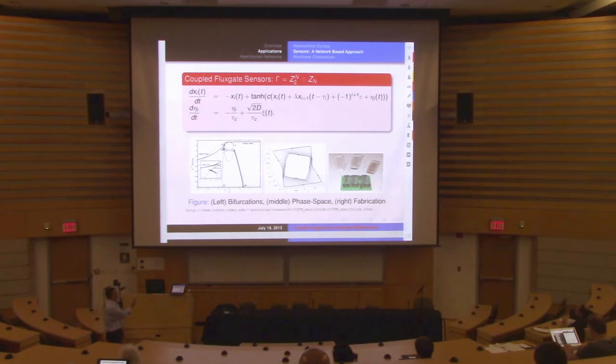Now we're going to take n of these ferromagnetic materials, and we're going to control the Curie temperature. Lambda is the coupling parameter. So the coupling comes through magnetic flux.